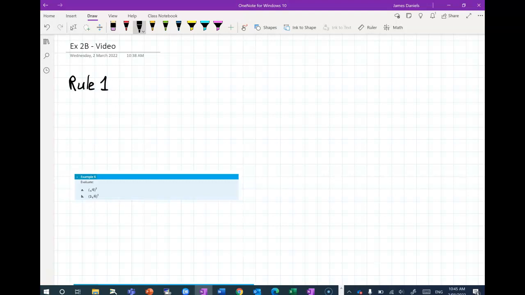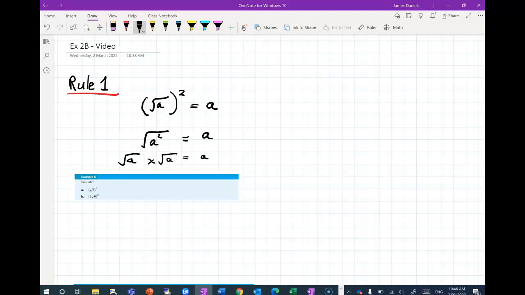So, rule 1. Rule 1 states that the square root of a all squared is equal to a. That's because the square root sign and the square are the inverse of each other. They're sort of cancelling each other out. Similarly, if I have a squared and the square root, that is also equal to a. This rule is also important when we look at multiplying the same number under the surd, because we would also just get that number.